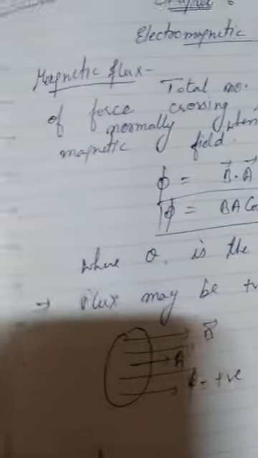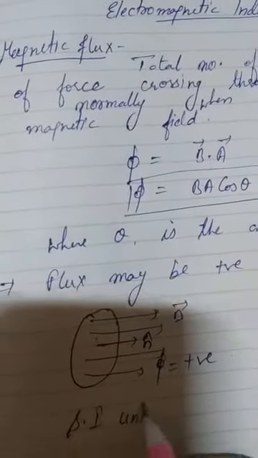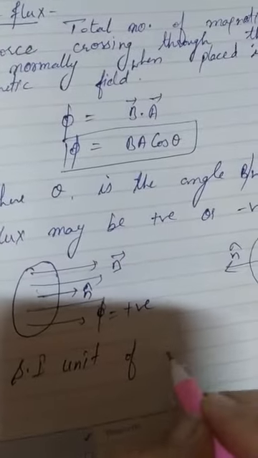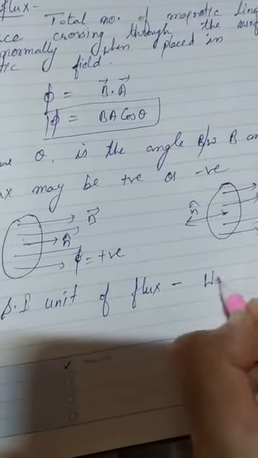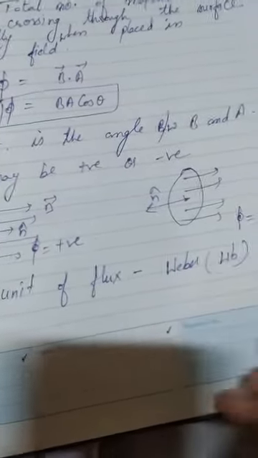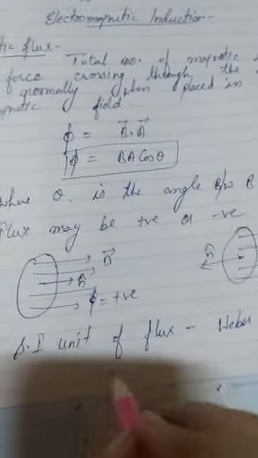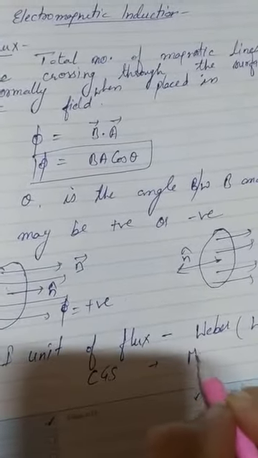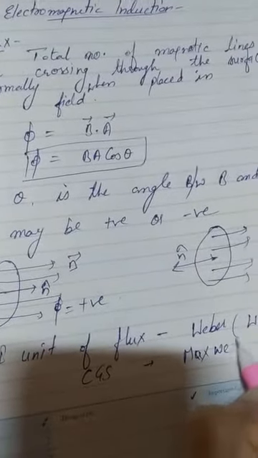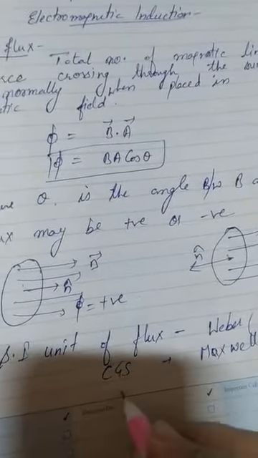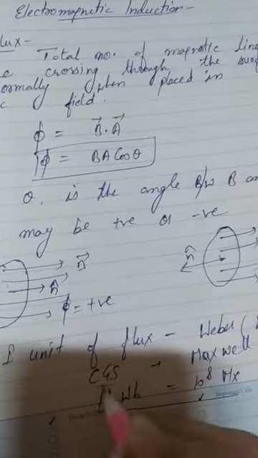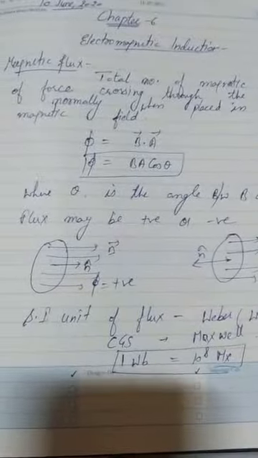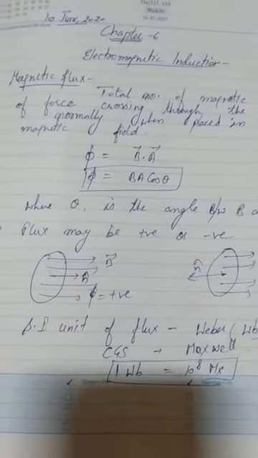Clear now? SI unit of magnetic flux, not electric flux, will be Weber, WB in short. The CGS unit is Maxwell. Clear? 1 Weber equals 10 raised to power 8 Maxwell. This is the relation between SI and CGS units.